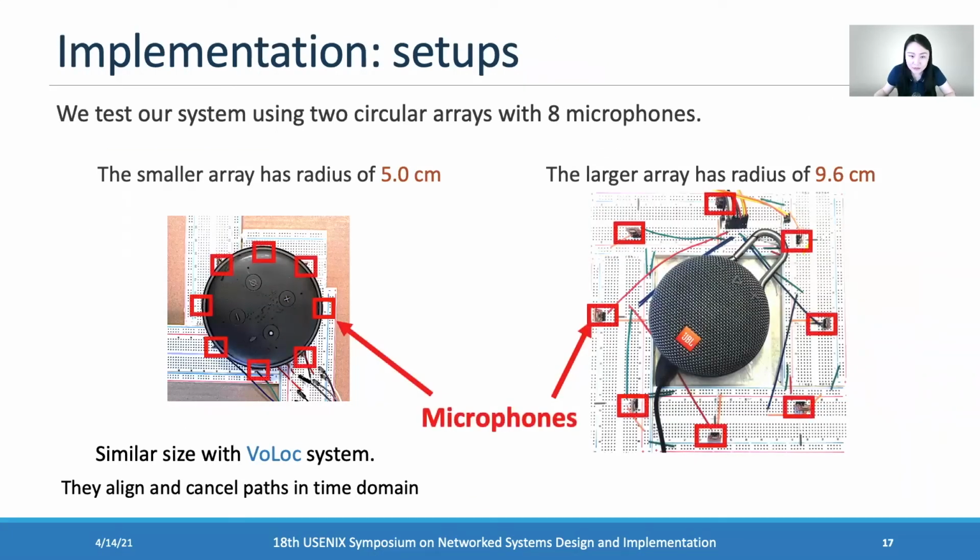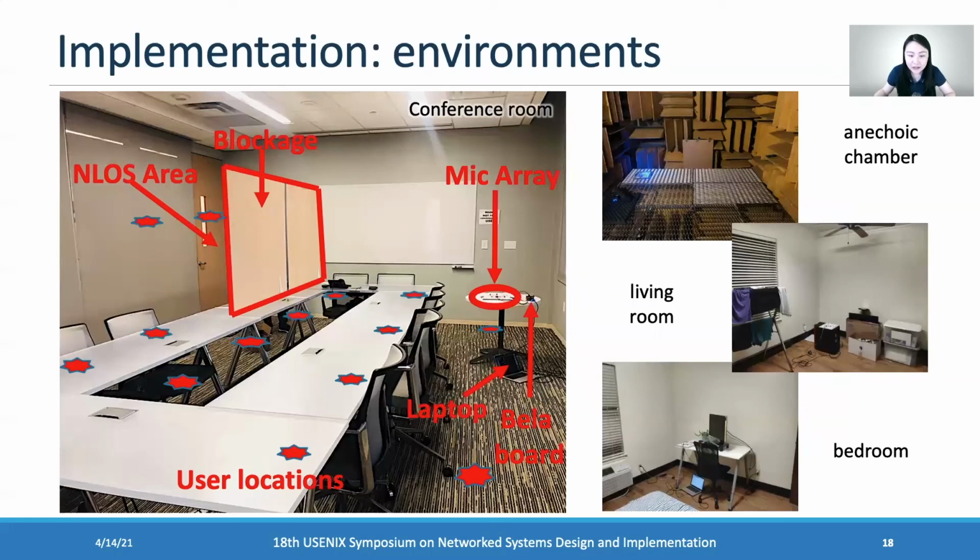We test our system using two sizes of circular arrays with 8 microphones. The smaller array has a radius of 5 centimeters, which has a similar size to the VLoc system. VLoc is one of our baseline approaches. They use the align-and-cancel approach in the time domain. The larger array has a radius of 9.6 centimeters, which is more suitable for voice wavelengths. We evaluate our system in multiple environments, including an anechoic chamber, living room, bedroom, and conference room. Here we show how we set up our system in the conference room.